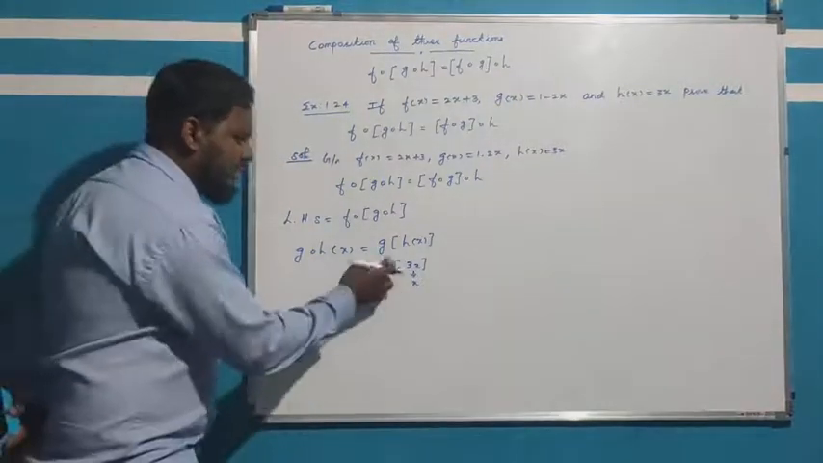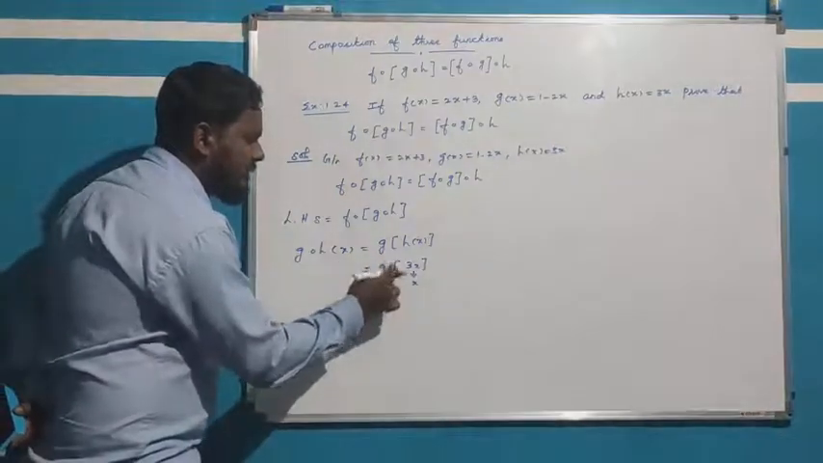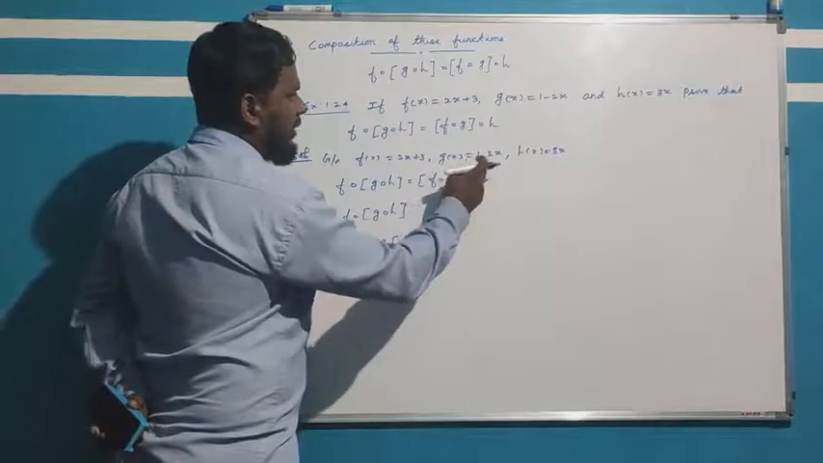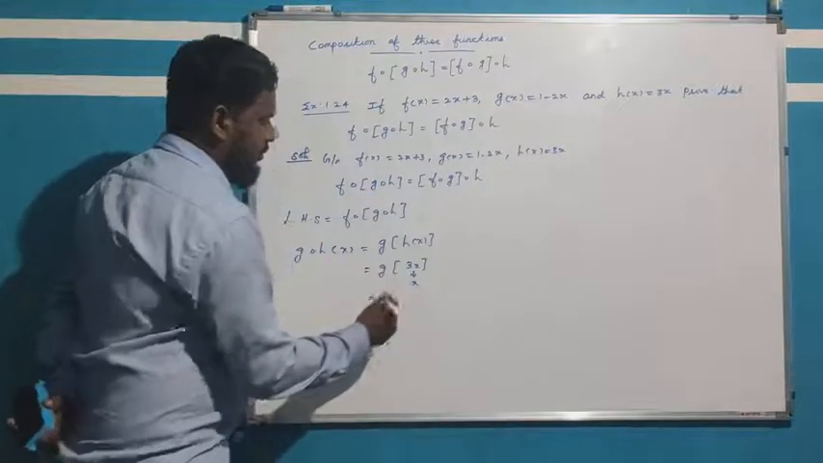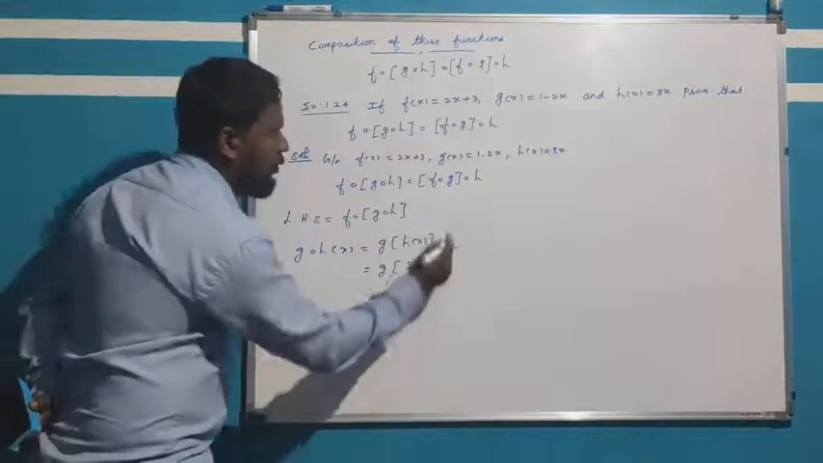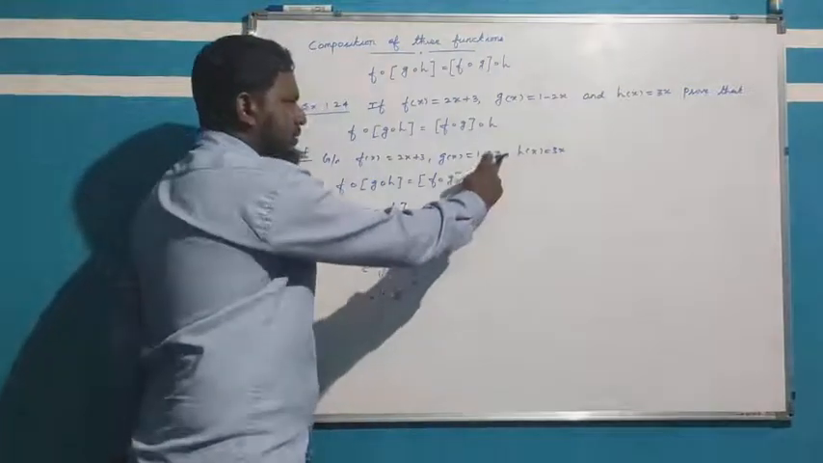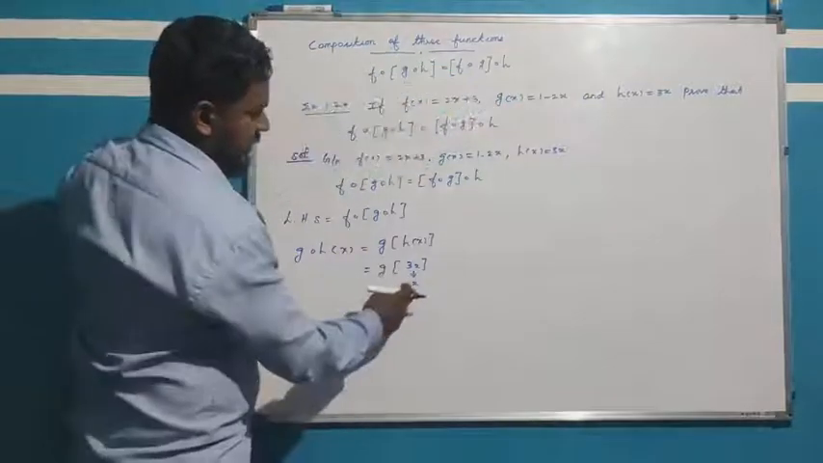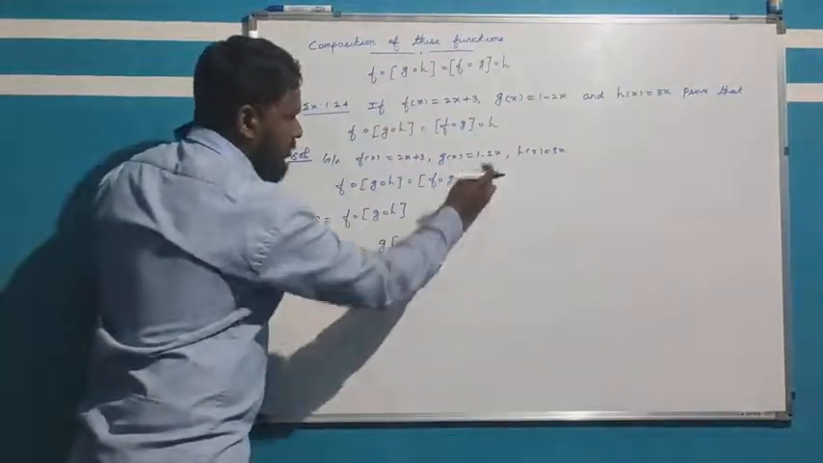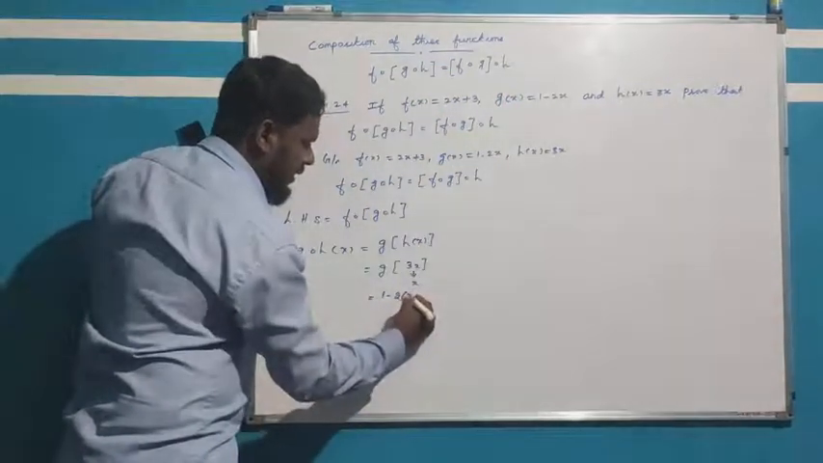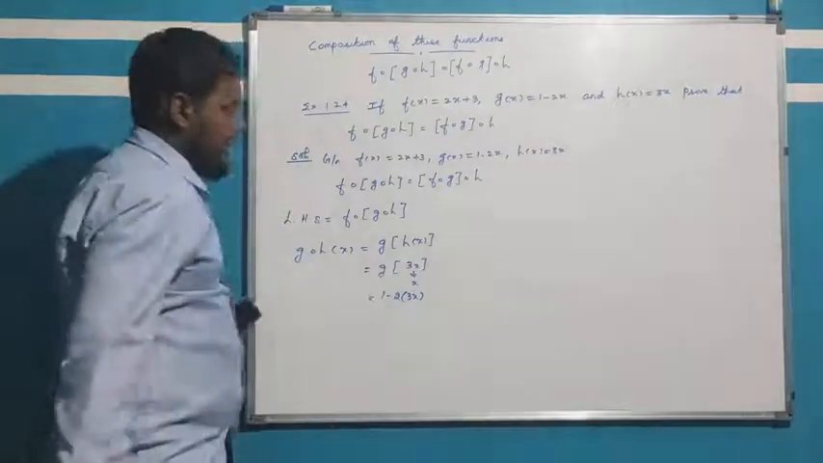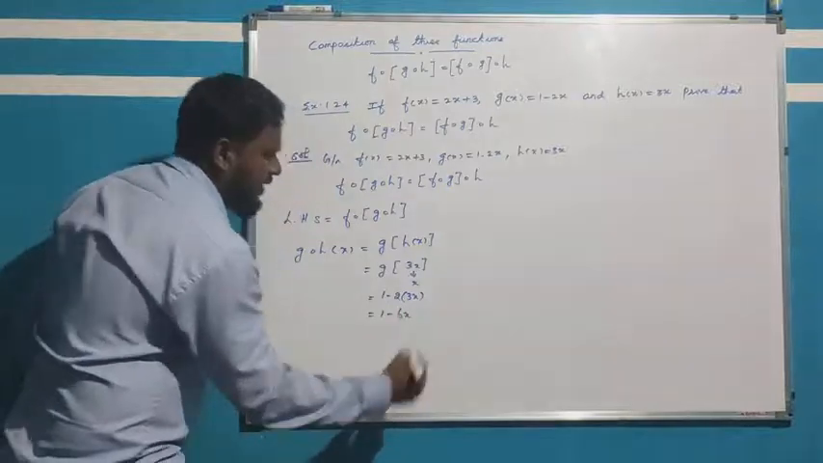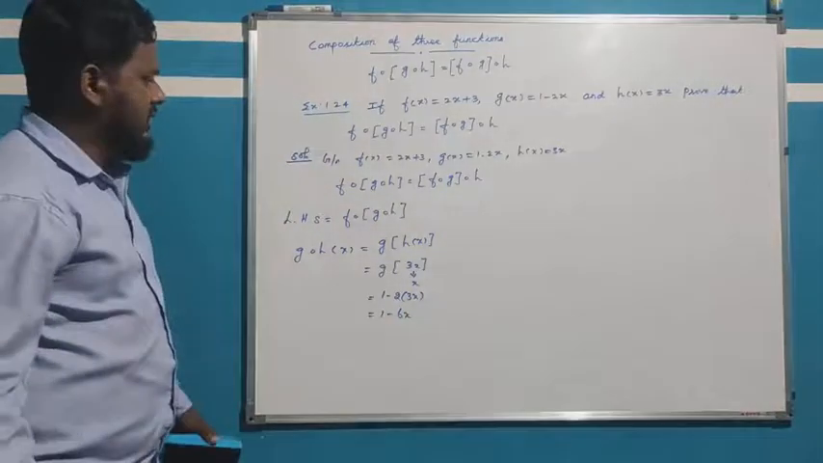Now outside there is g. g means g of x, which is 1 minus 2x. In place of x we have to substitute the value of x, which is 3x. So 1 minus 2 times 3x, that is 1 minus 6x. So we get 1 minus 6x.